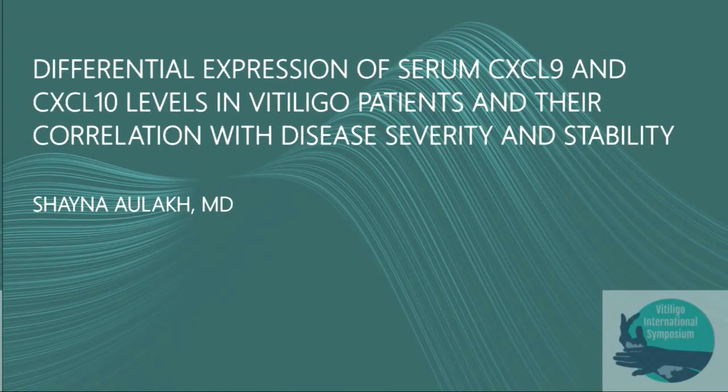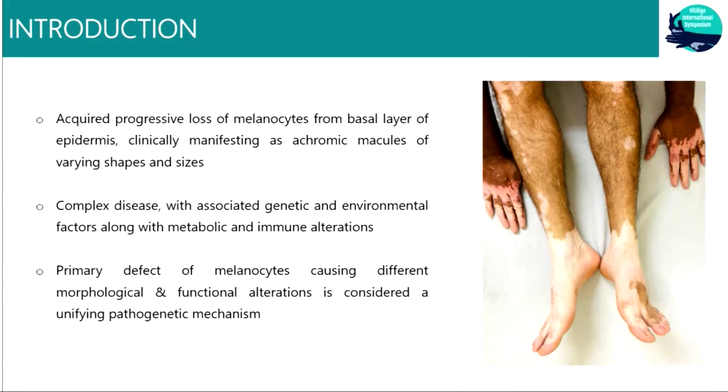The title of my presentation is Differential Expression of Serum CXCL9 and 10 levels in vitiligo patients and the correlation with disease severity and stability, an Indian scenario. As we all know, vitiligo is acquired progressive loss of melanocytes from the basal layer of the epidermis, which clinically manifests as achromic macules. It is a complex disease with associated genetic and environmental factors, along with metabolic and immune alterations. However, the primary defect of melanocytes, causing different morphological and functional alterations, is considered a unifying pathogenetic mechanism.